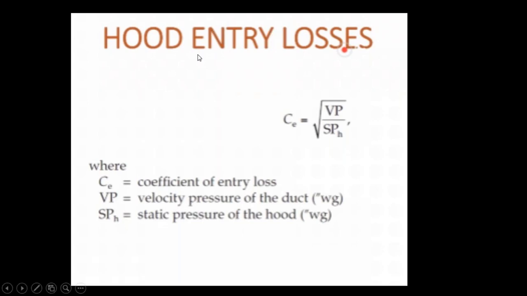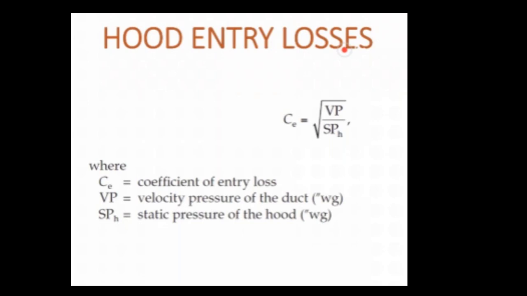Sure. Okay, the next topic is hood entry losses. When air moves inside the hood, when a hood captures the air, there may be some losses. There may be two types of hood shapes. A hood with flanges at the contours will have more losses. And then it may have plain contours. There will also be losses, but at a lower degree. But the main losses at the hood occur when we convert the static pressure into velocity pressure.